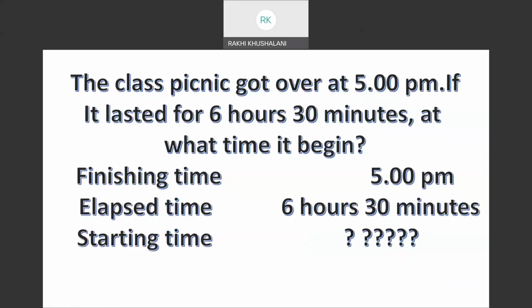The class picnic got over at 5 p.m. If it lasted for 6 hours 30 minutes, at what time did it begin? So obviously the finishing time, the picnic got over at 5 p.m. And we have to find out the starting time and the elapsed time. That is, the time between the starting time and the finishing time is 6 hours 30 minutes.